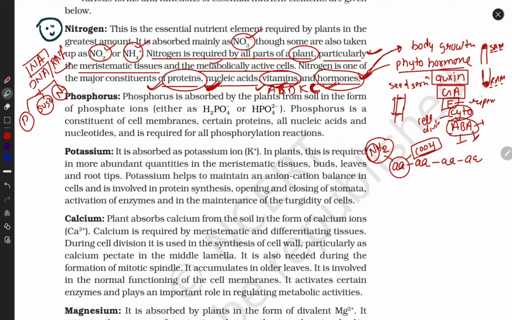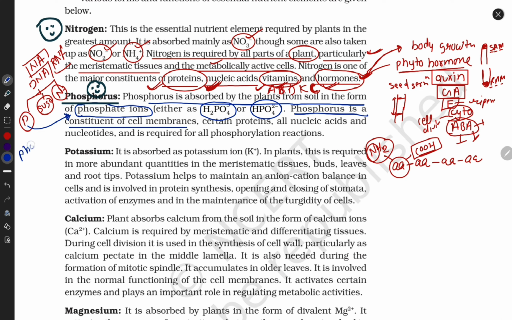Now let's switch to the next nutrient after nitrogen, phosphorus, guys. Phosphorus is absorbed by plants from soil in the form of phosphate ions. Look here, guys, one function of phosphate is that it participates in forming nucleic acids. Its absorbing forms are this and this. Phosphorus is a constituent of the cell membrane. You know, guys, the phospholipid bilayer. So phosphorus is contained in this, so phosphorus is required in the cell membrane.